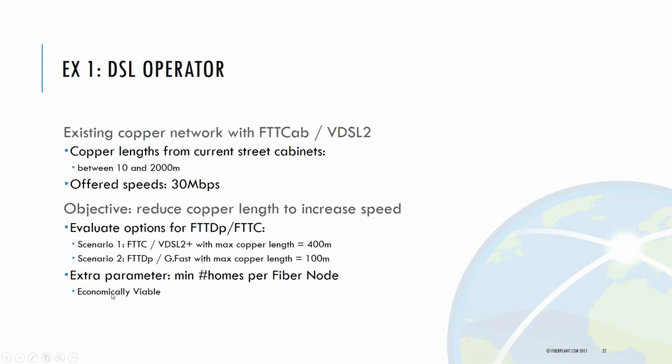And we will also consider in these scenarios an extra parameter that we can play with, which will be the minimum number of homes per fiber node. Because if we, for example, only have 2 or 3 customers in a rural case that will end up on the 100-meter distance, it could be economically not viable to deploy this technology in that part of the network. So we can impose a minimum that we need to get in that range to deploy such a new fiber node.